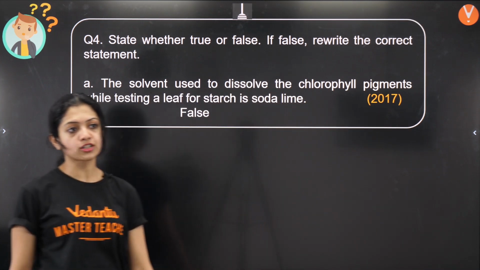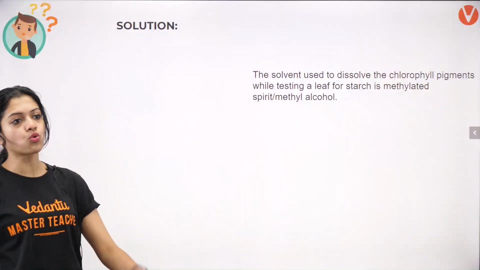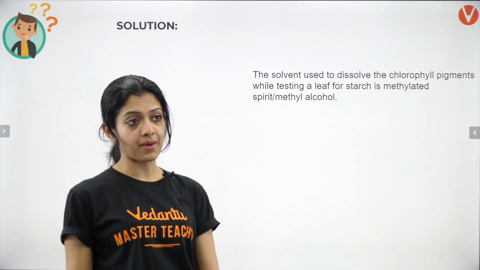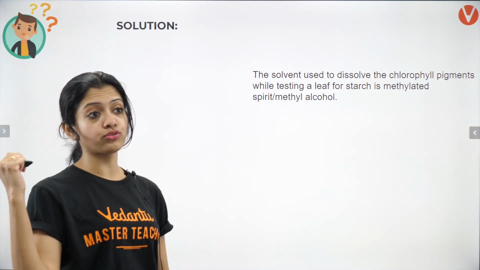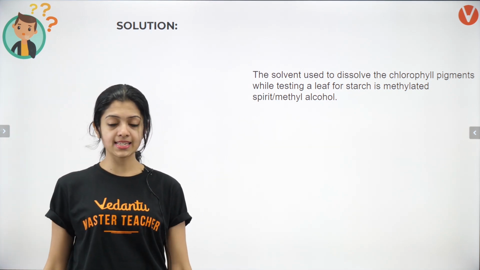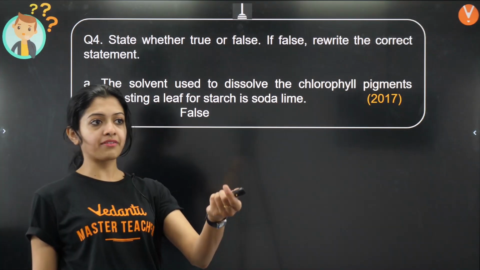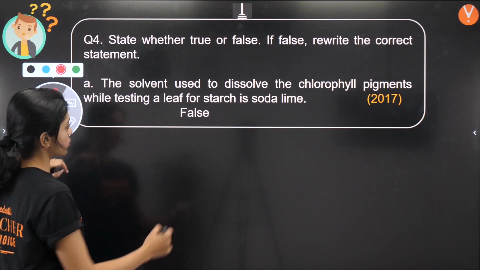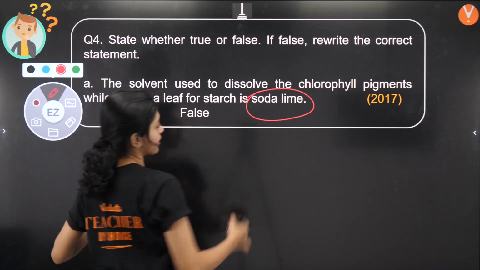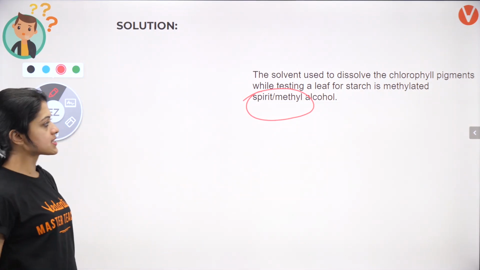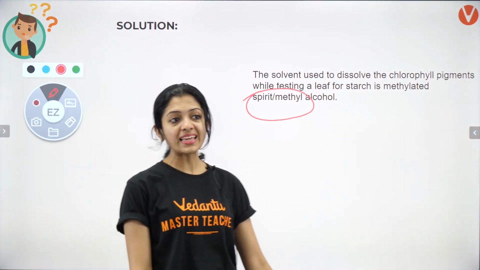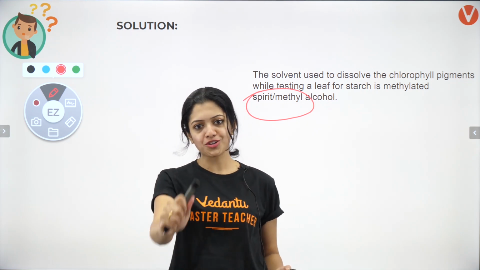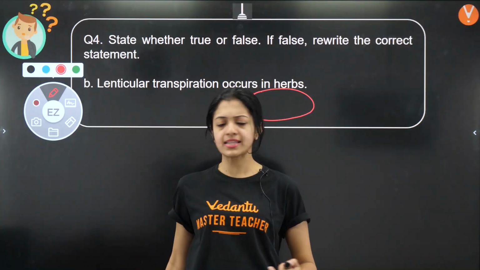Yes, this is actually false. And what would be the right answer? The solvent used to dissolve the chlorophyll pigments while testing a leaf for starch is, what did we have here? Soda lime. It's actually not soda lime. So that is what is wrong there. The answer would be spirit or methyl alcohol. Okay, which is why it's important to read the question completely.